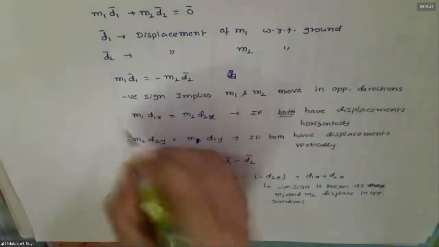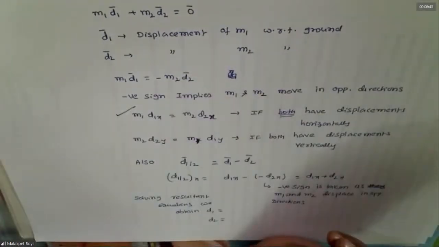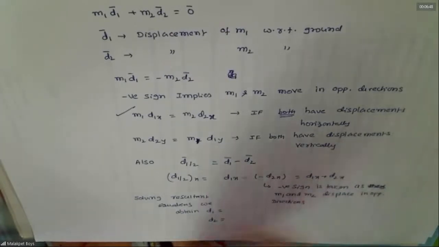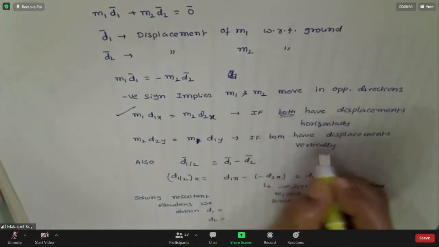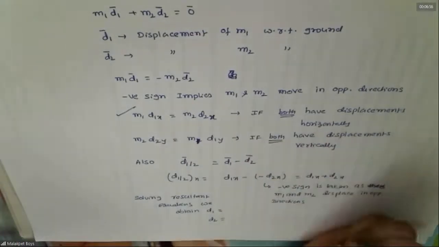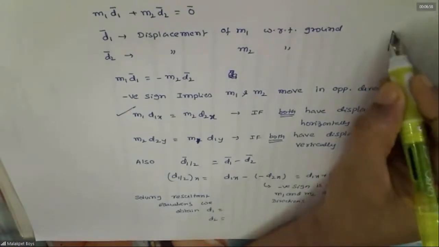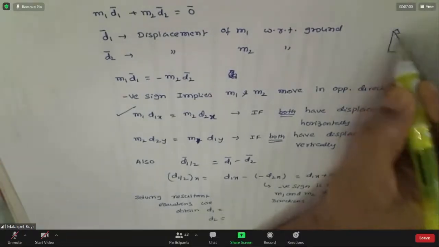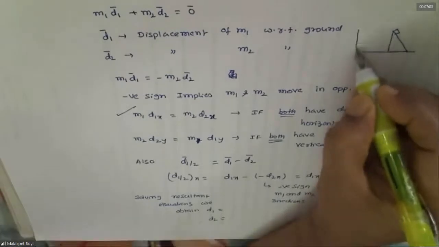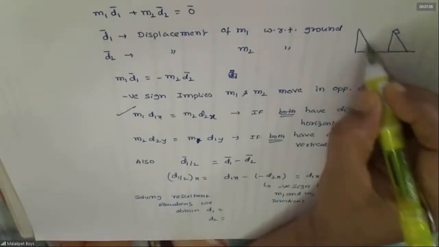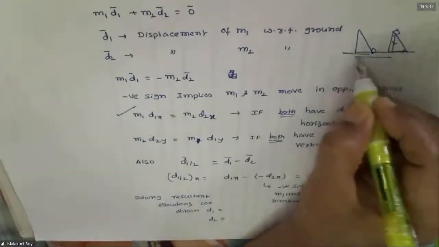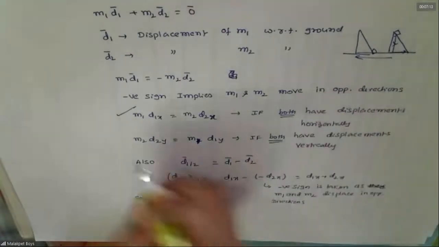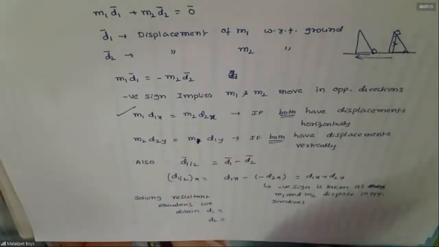Then you will use this one. In the wedge problem, you don't have y displacement for the wedge, so this need not be used now. Here, the man has displacement vertically. In yesterday's problem, this is having only vertical displacement, this is having both horizontal and vertical, and this is having only horizontal. That is the reason why we did not use this.